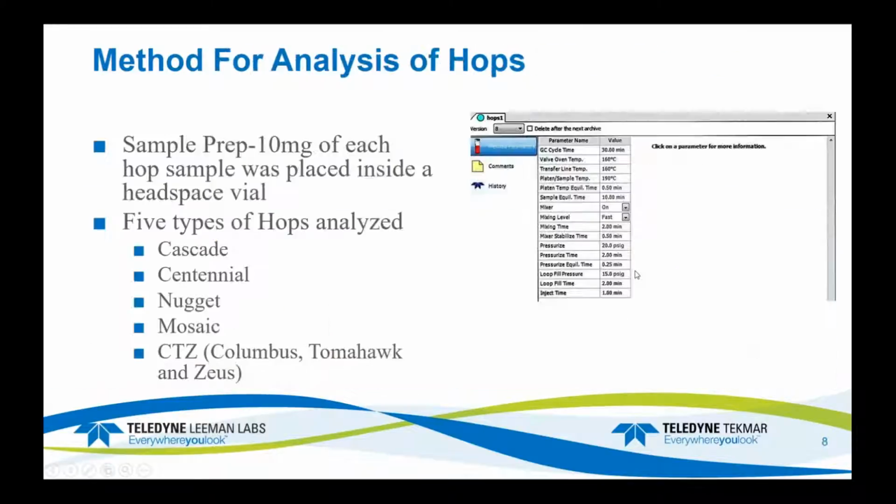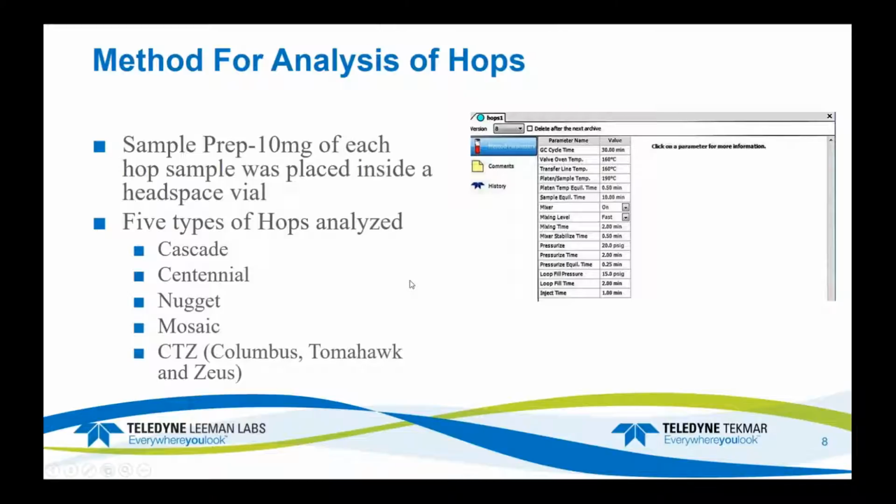So once we had those dialed in, we went and created our method. We did what is considered a flash evaporation technique. So we took 10 milligrams of each of the hops. Again, that would be the Cascade, Centennial, Nugget, Mosaic, and the CTZ. Primarily what we focused on, we set a pressurization to 20, and then we did a 10-minute sample equilibration time to let everything get into the headspace.